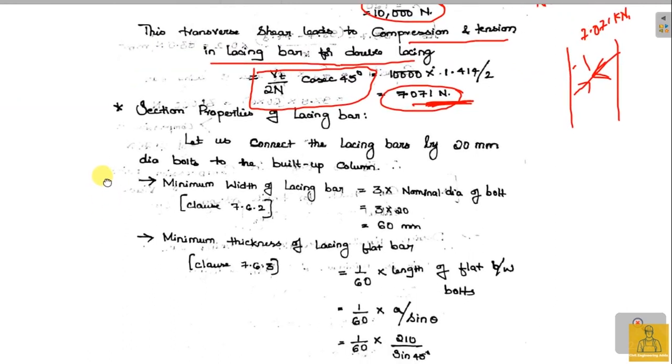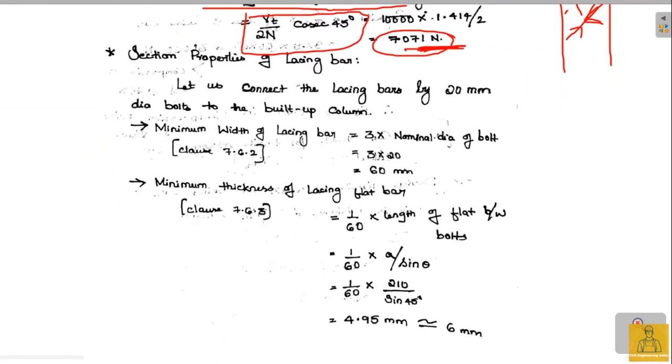Now let us find out the dimensions of the lacing system, that is, the section properties of the lacing bar. Let us connect the lacing bars by 20 mm diameter bolted connections. According to clause 7.6.2, the minimum width of the lacing bar should be 3 times the nominal diameter of the bolt, that is, 60 mm minimum width.